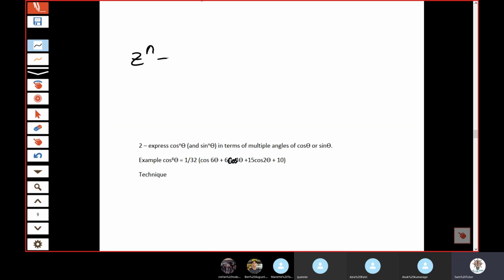z to the n plus z to the negative n becomes 2 cos n theta. z to the n minus z to the negative n becomes 2i sine n theta. Can we please prove this? And how would you prove this? So let's prove the first one. Firstly, what do you let z equal to?